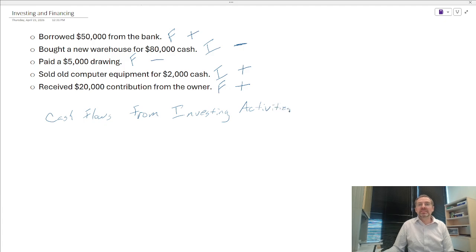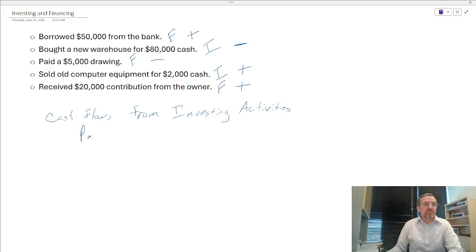And then we need to separate the different investing activities. We cannot usually net them. We can combine all of our equipment purchases and combine separately all of our equipment sales, but we cannot combine the equipment purchases and the equipment sales together.